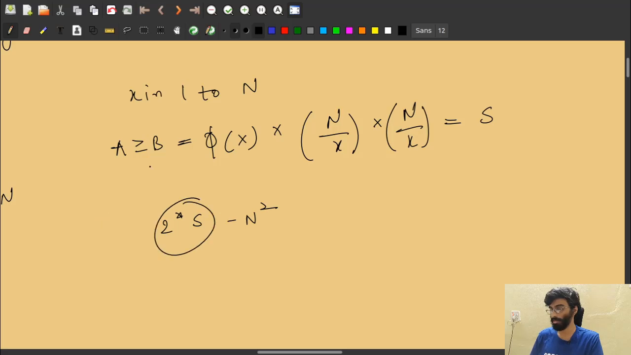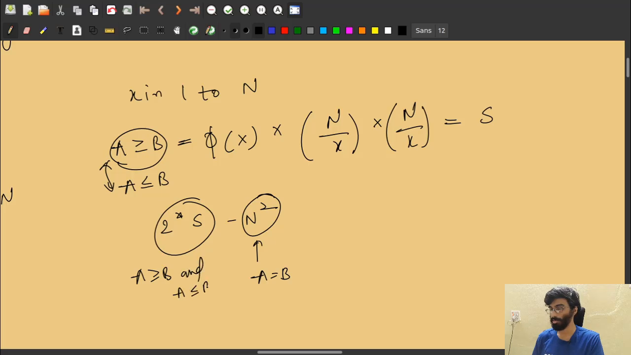2 times s is because one s is for this particular condition and another s is for this particular condition, and subtracting n square is because in both the conditions we are considering the equal sign, so we have to subtract one time because we just have to include it a single time. So this is for a equals b, and this is for a greater than b and a less than or equal to b. So this will be our answer.